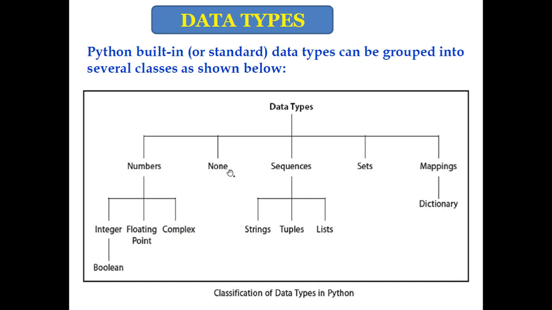This is the classification of data types in Python. Data types are classified into 5 main categories: numbers, none, sequences, sets, mappings. Numbers are categorized further into 3 types: integer, floating point, complex. Integer is also classified as boolean, as boolean true and false give us the integer values 1 and 0. Sequences are further classified into strings, tuples, lists, which follow a particular order, and mappings are classified into dictionary. Let us see it in detail.